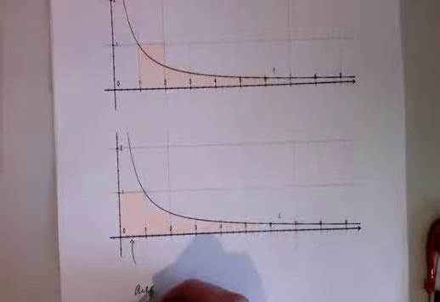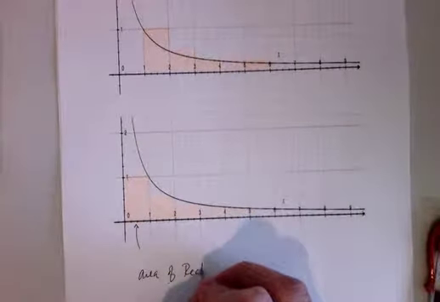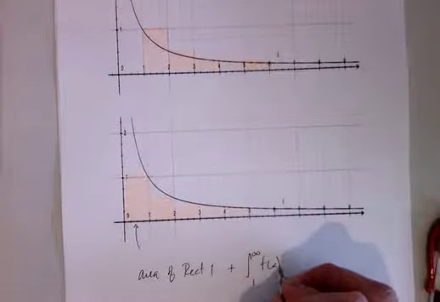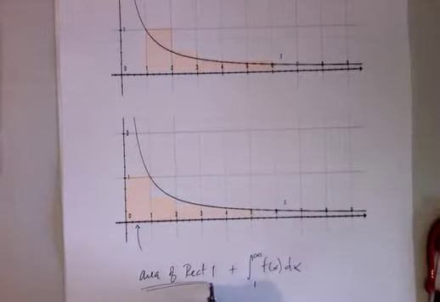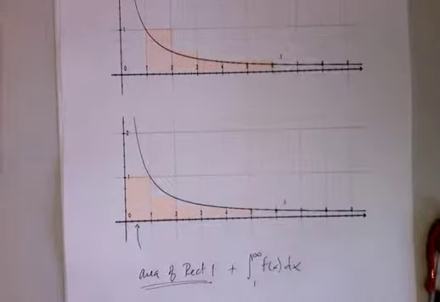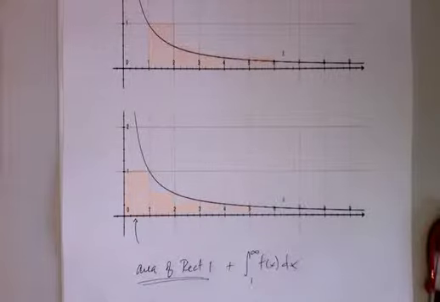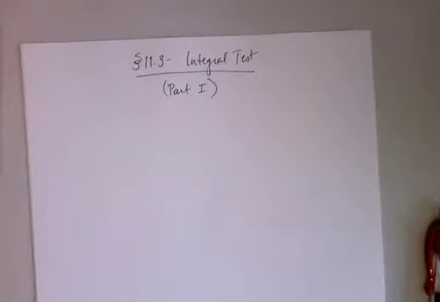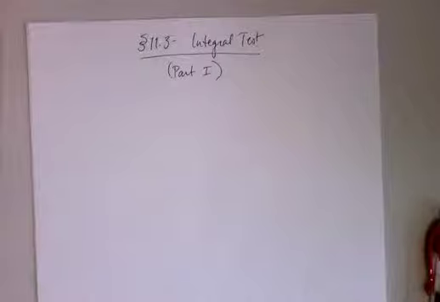So the area of rectangle 1 plus the integral from 1 to infinity of f of x dx. Well, that's finite, and if that's convergent, then the sum is convergent. So that gives us a rationale behind why we can actually use the integral test. The integral test states that if the corresponding integral is convergent, then the series is convergent. If the corresponding integral is divergent, then it's divergent.